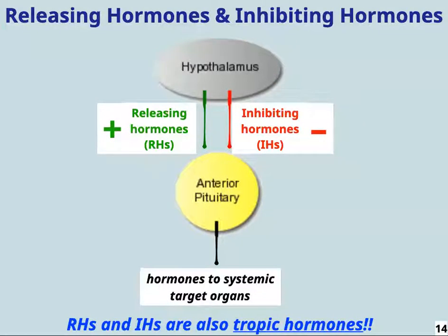So understanding the definition of tropic hormone, you can see that releasing hormones as well as inhibiting hormones are also tropic hormones, because they cause the anterior pituitary to increase or decrease its secretion of hormones.